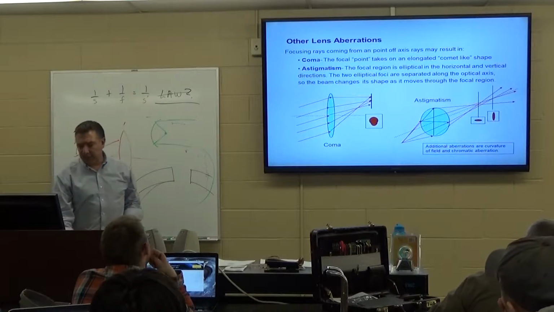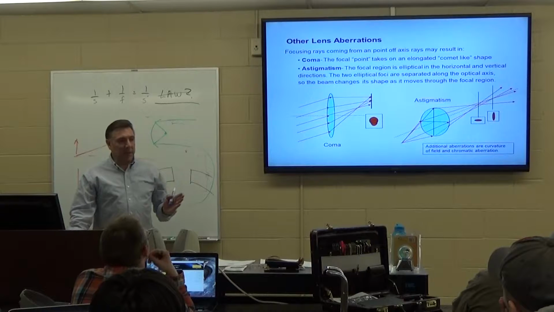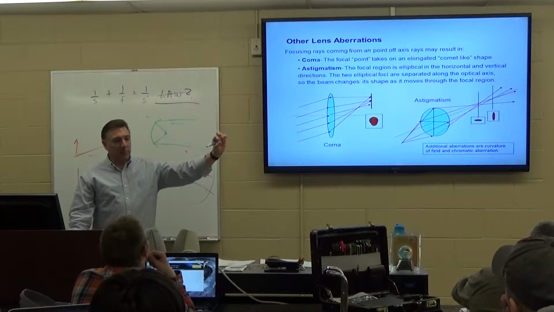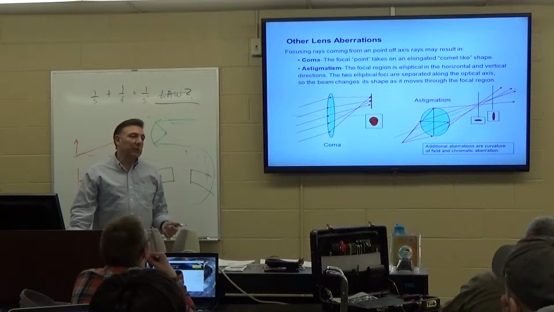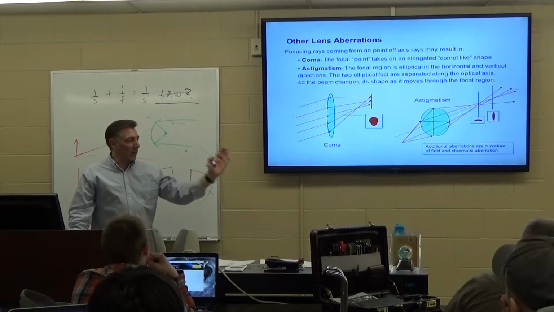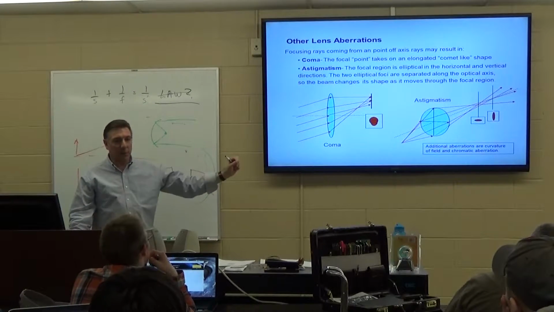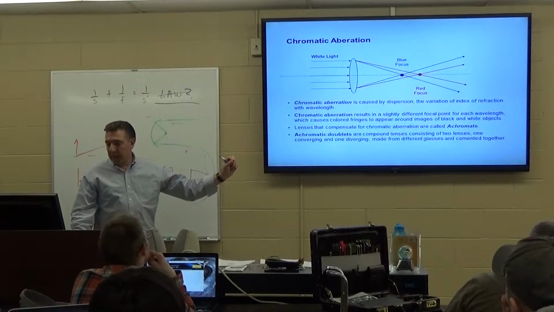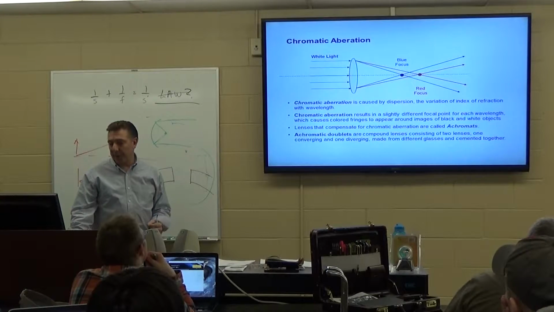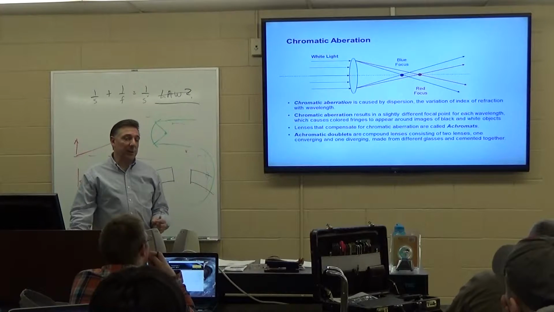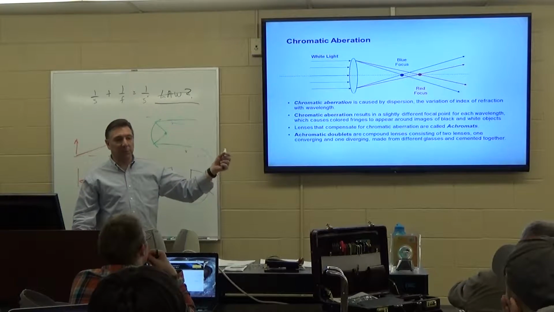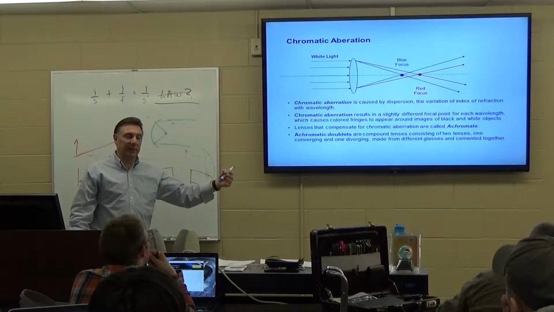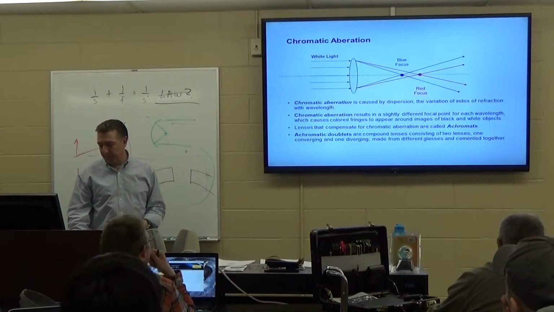We looked at coma. Light comes through a lens at an angle. Does it come to a spot? Is the image elongated? We looked at astigmatism, which is light in one axis versus the other coming to focus at different spots. Then we looked at chromatic aberration, basically different colors coming to focus at different spots because of the variation of the index of refraction due to variation in wavelength of light coming through.